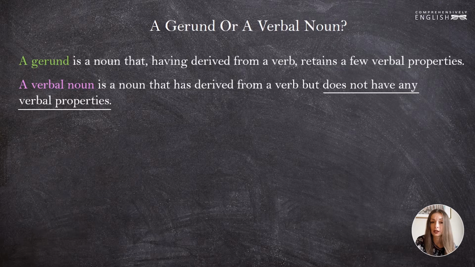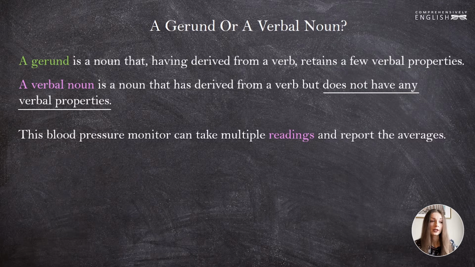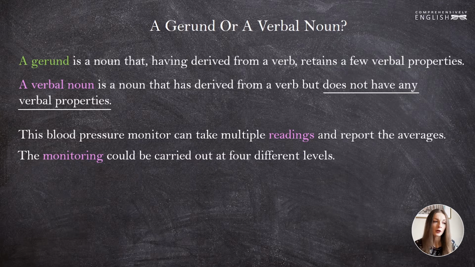Gerunds, in their turn, cannot take plural forms and cannot be preceded by articles. So you see that gerunds only have some of the properties that nouns have, whereas verbal nouns are true nouns and they have all the properties, all the characteristics that nouns have. Let's see. This blood pressure monitor can take multiple readings and report the averages. Readings is a verbal noun here. We see that it is in the plural form. Gerunds cannot be pluralized.